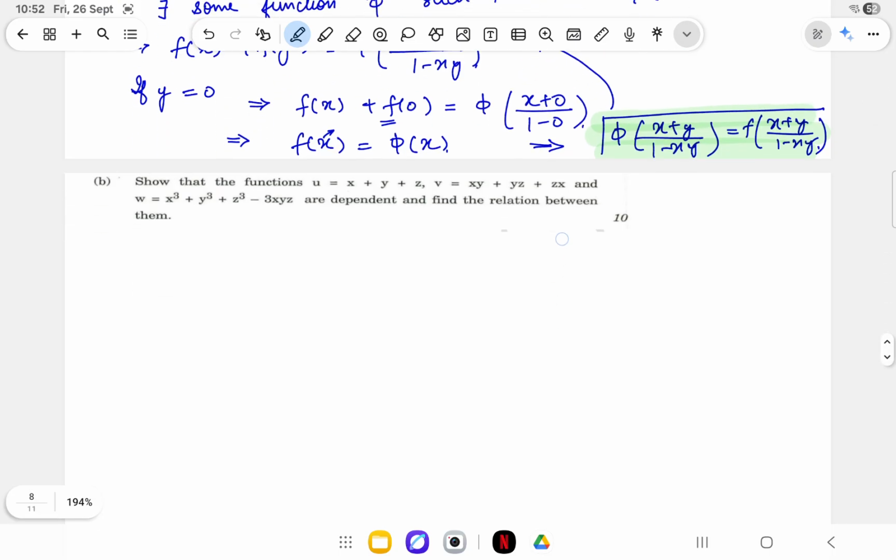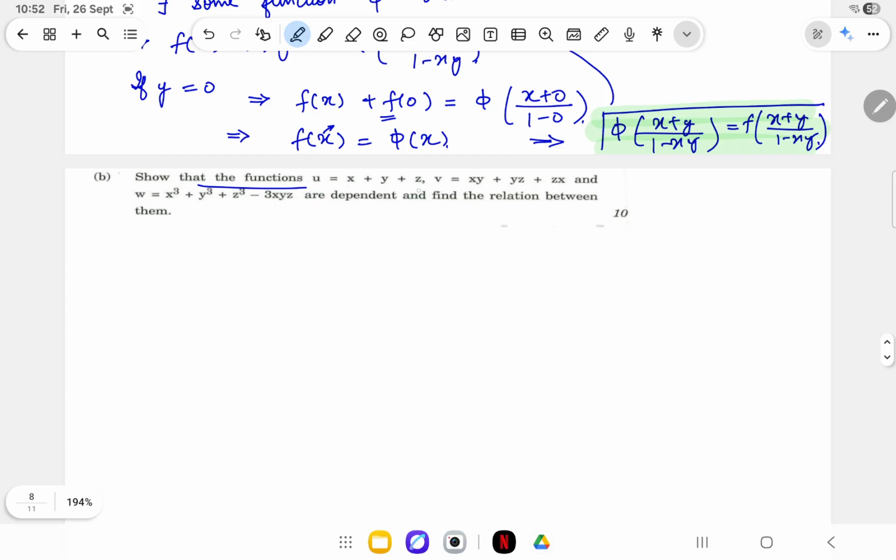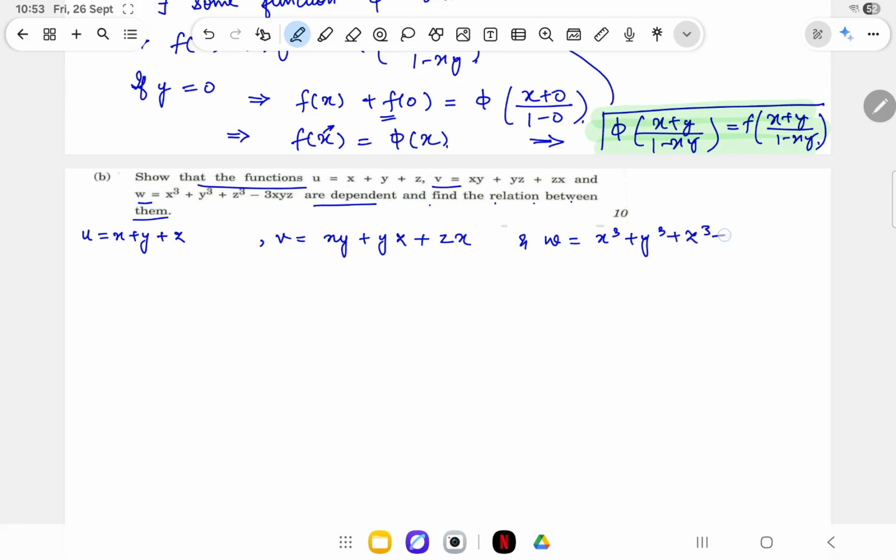So the next question says that show that the functions u, v and w are dependent and find the relation between them. So basically we're supposed to show that u, that is x plus y plus z, v, that is xy plus yz plus zx, and w, that is x cube plus y cube plus z cube minus 3xyz. So we are supposed to show that u, v and w are dependent, or it is the same thing as saying they are functionally related.